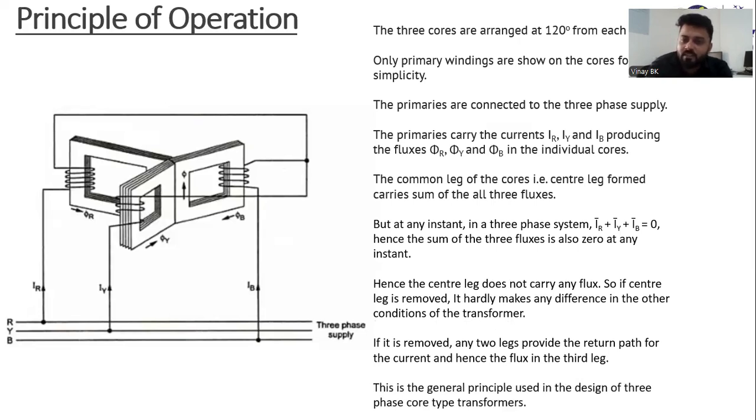That is, you give supply to the primary winding, primary current flows, flux is produced, and at any instant the sum of all three fluxes is zero. So if we remove the central leg, the other fluxes will find the return path.